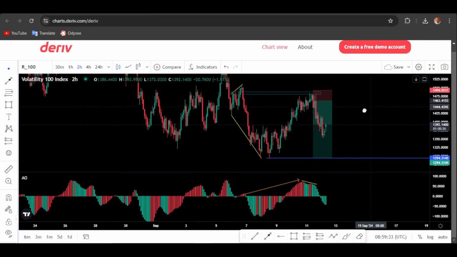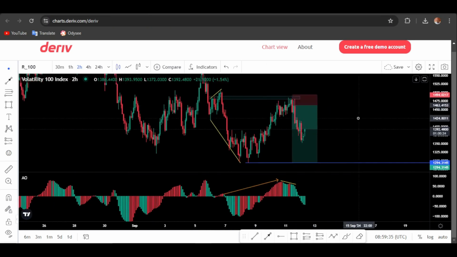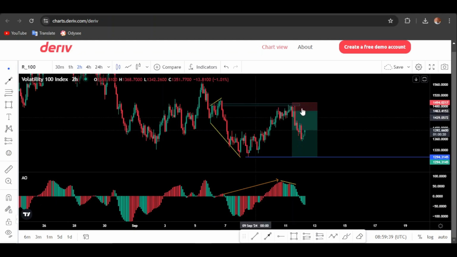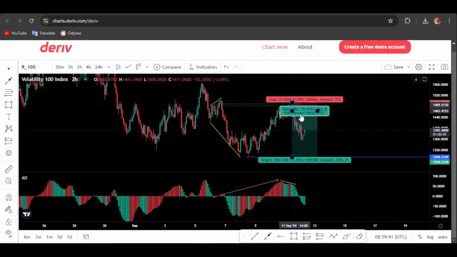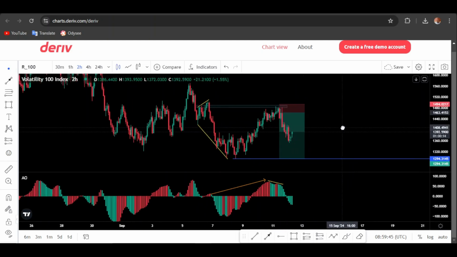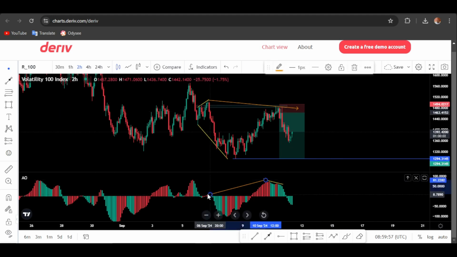Look at this guys. This is the result of the volatility 100. You can see that it came all the way, tapped this level. Then though I got in a bit late, you can see that it actually moved to the downside. And you can see also here, in as much as we had our QM pattern, we had a hidden bearish divergence. That is when the market is giving us lower highs, and the awesome oscillator is giving us what? Is giving us higher highs.